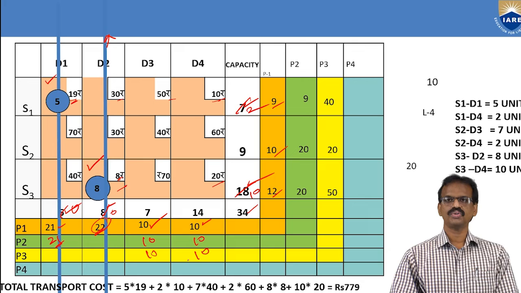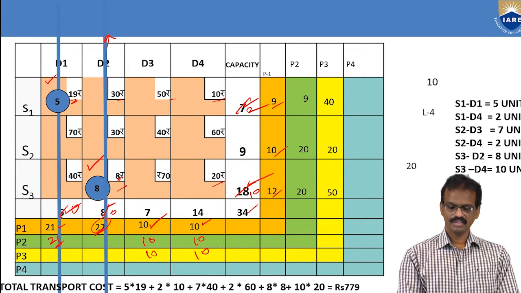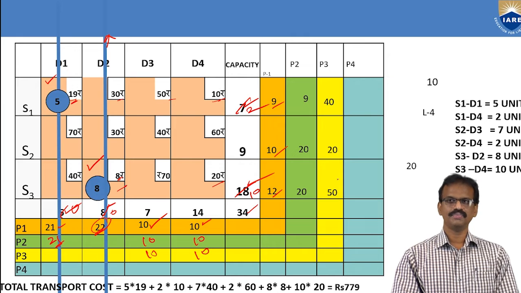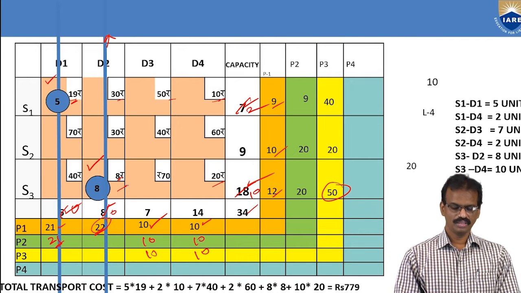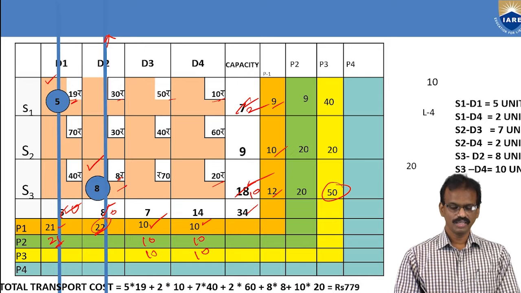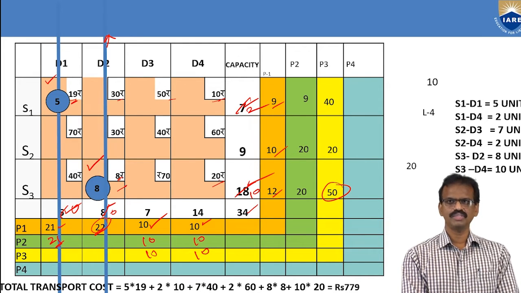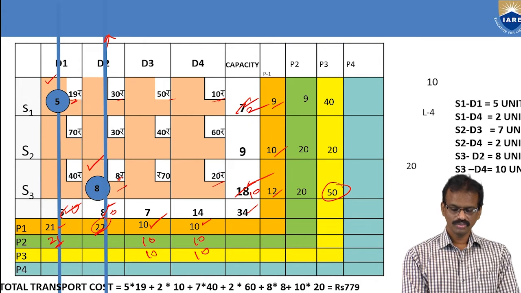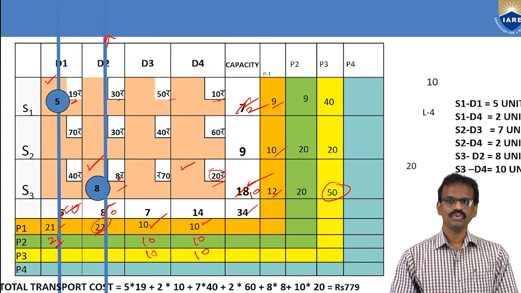Again you have to check the penalties, which is maximum. Here 10, here 10, here 40, here 20, here 50. Which is maximum? This is the maximum. The corresponding row is the selected row. Then in that row, you have to identify which cell has the least cost value. Here 70, here 20. Which cell has the least cost? This cell has the lowest cost.